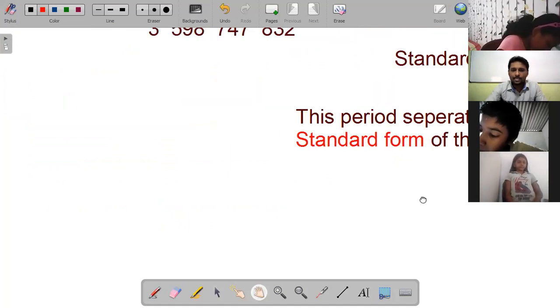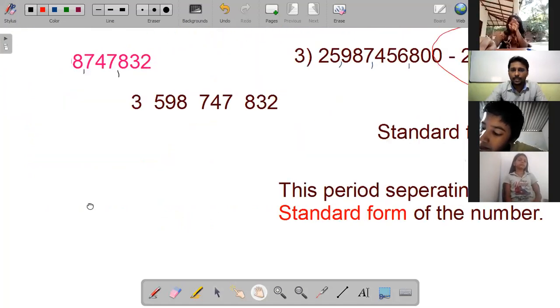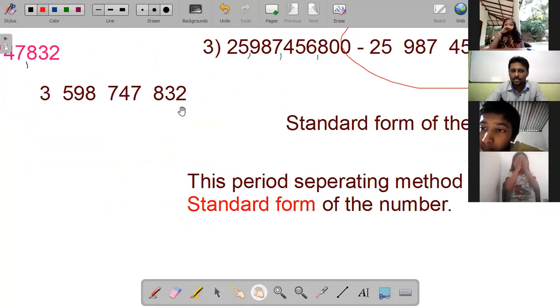At the beginning of the class, I asked you, can you read numbers like that, no?